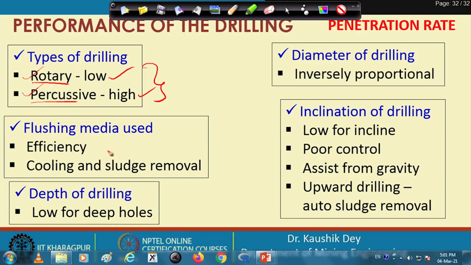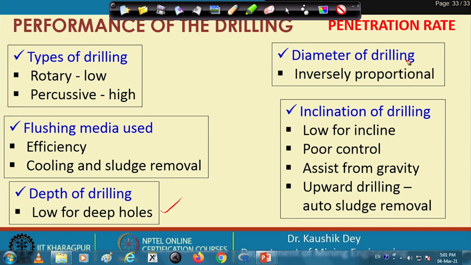Then the flushing media: its efficiency, how much cooling is required, the sludge material being generated and whether it has to be removed, whether the proper quantity of flushing is being provided, whether the flush pump is giving the proper pressure or not. All these basically govern a lot in achieving the penetration rate. Penetration rate is often low for deep holes and high for the initial part. So, depth of the hole is also governing a lot.